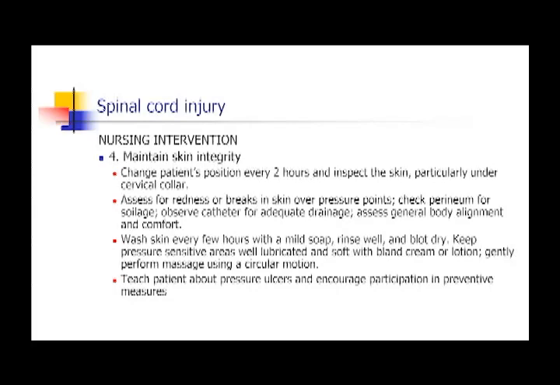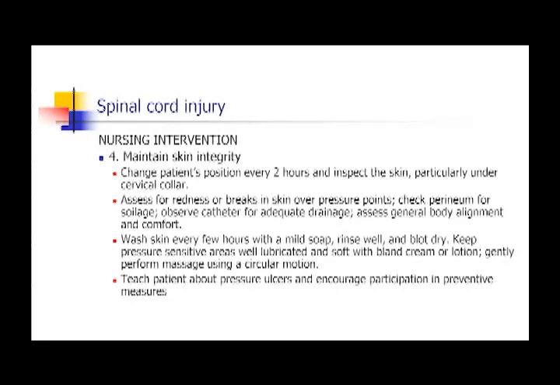For maintaining skin integrity, this is a complication of immobility. We mentioned that this can lead to pressure ulcer formation. So it's important that we do position changes or log rolling every 2 hours, inspecting the skin for any signs of damage or injury to the skin. What else? Assess for any redness or breaks in the skin over pressure areas.